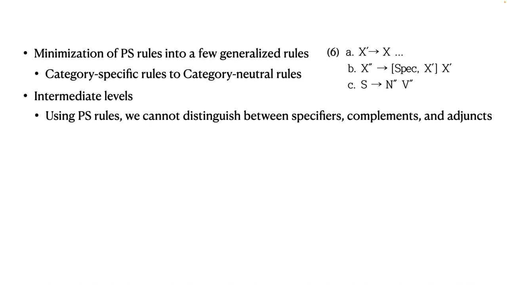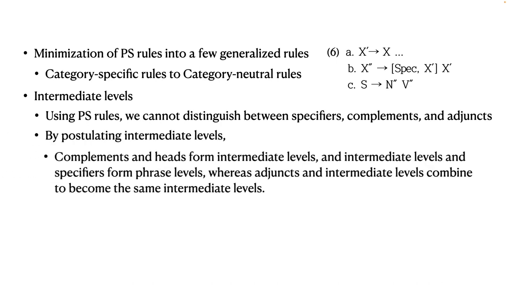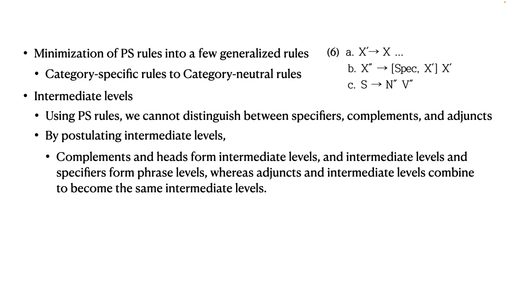For example, the previous PS rules were impossible to distinguish between complement, adjunct, and specifier in terms of structure. However, by postulating the intermediate level, the complement and head combine to form intermediate levels, and these intermediate levels and specifiers combine to form the phrasal level. In addition, by explaining that adjuncts combine with the intermediate levels to create the same level without forming a larger level, it is possible to distinguish between complements, adjuncts, and specifiers in terms of structure.